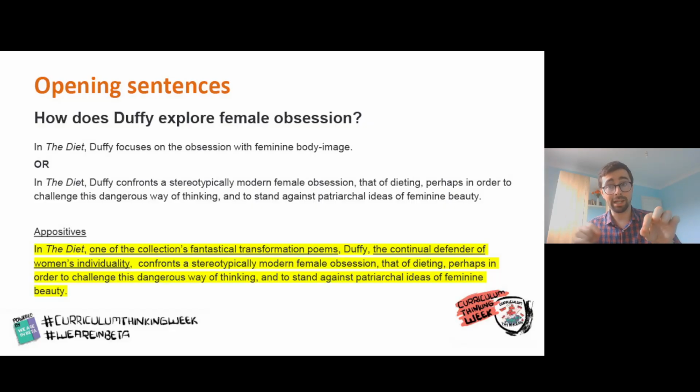So in the Diet, and here it is, one of the collection's fantastical transformation poems. So it's just showing that awareness of where the diet fits in the collection. Duffy, and here's the second, the continual defender of women's individuality. So I'm honing in there on what we'd expect of her poetry based on the typicality of her work. Better than just bolting on some context. This is integrated. It's starting to form the thrust of my argument.